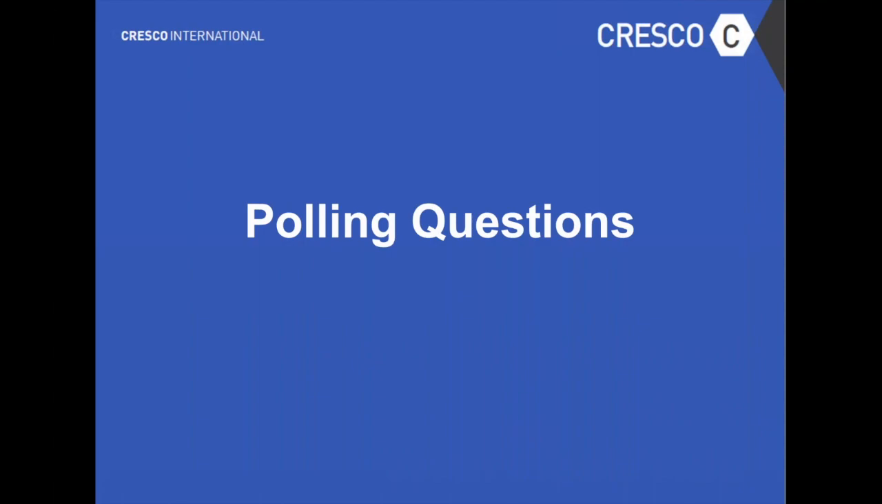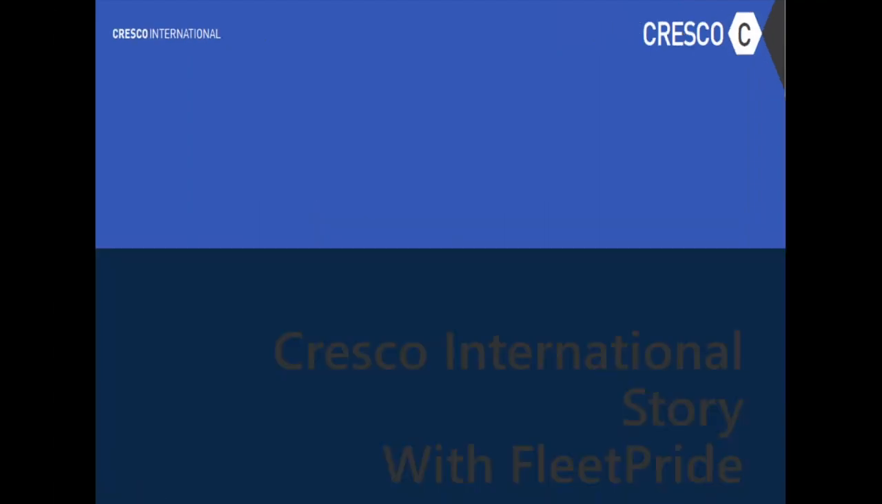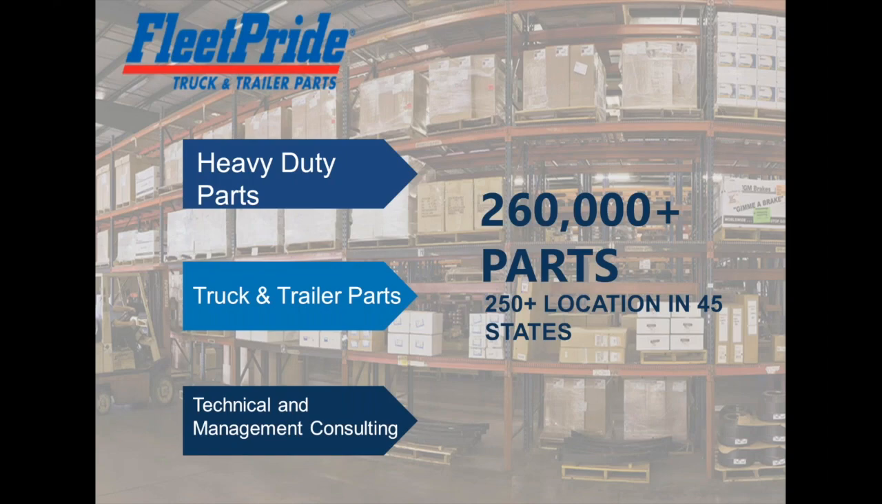The next thing is what everyone has been waiting for, a success story that we built with a company called Fleet Pride. Fleet Pride is in the business of heavy duty parts. What they do is manufacture parts for trucks and tractors and trailers as well. They're based out of the US. They have over 260,000 parts, or 2.6 lakh parts.